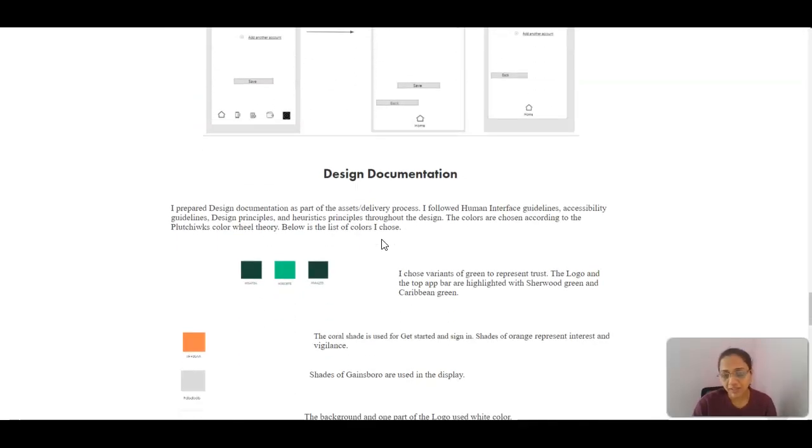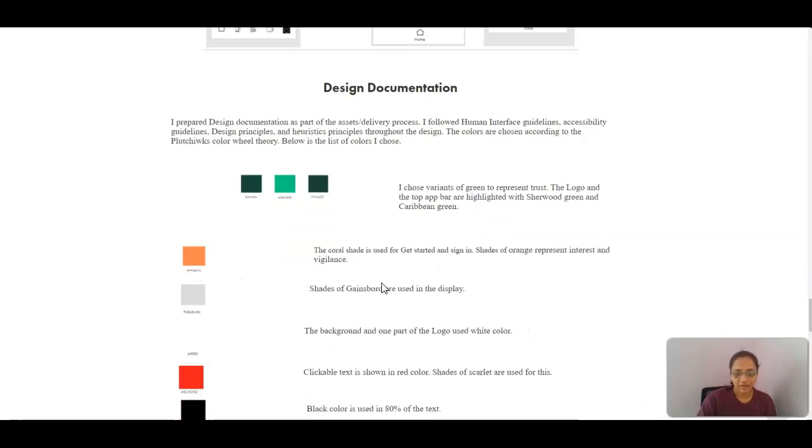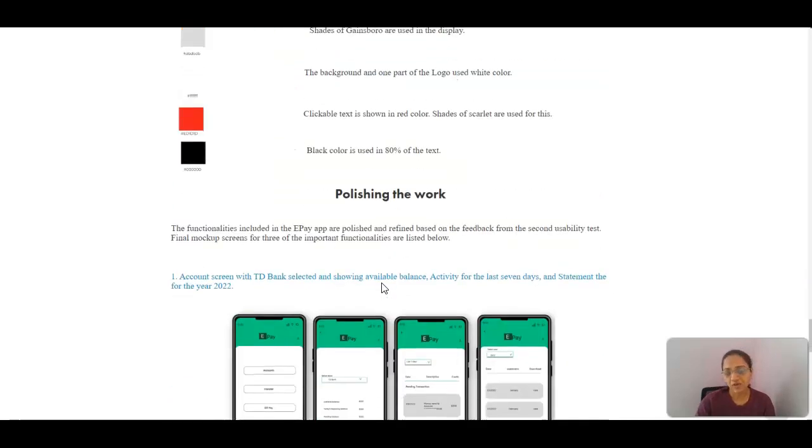After the usability test, design documentation was prepared as part of the assets for the delivery process, and I followed human interface guidelines, accessibility guidelines, design principles, and heuristic principles throughout the design. The colors are chosen according to the Bluetooth's color wheel theory.